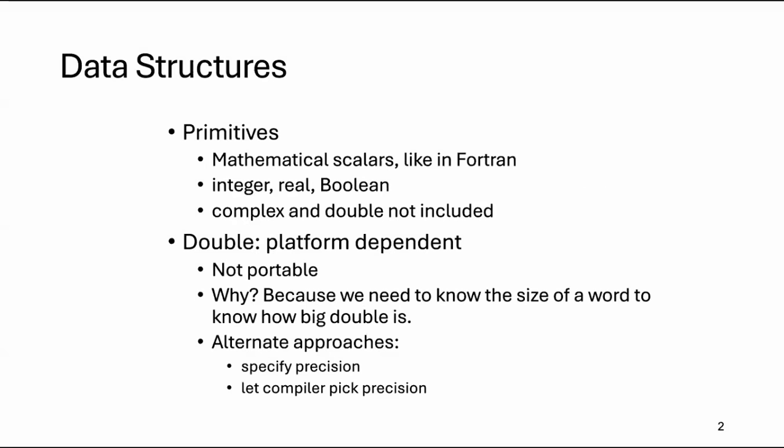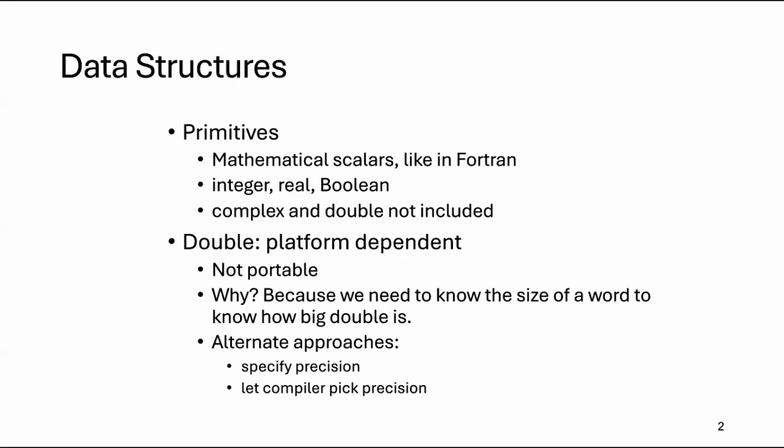The data structures in Algol included a lot of things that are very similar to Fortran. It had primitive data types, including mathematical scalars like in Fortran. The main data types it used were integers, real, and Boolean. These are the main data types that it had. The language Algol did not include complex and double.